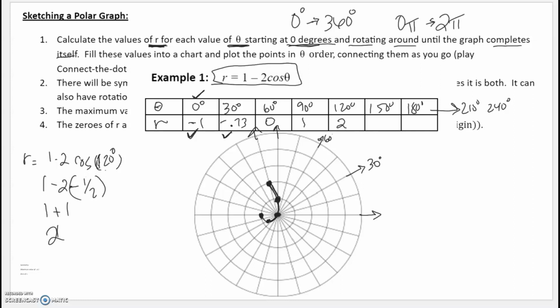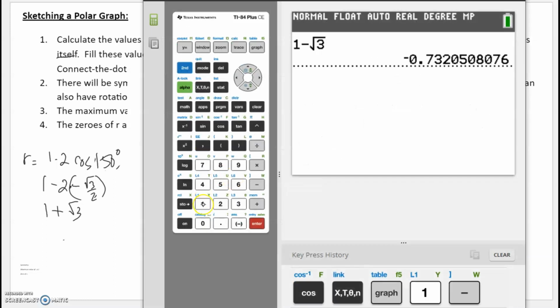Moving on in my process, and do it again. It's helpful if you remember your unit circle: 150. The cosine of 150 is the same as it was for 30, except it's the opposite. So I'm going to be doing 1 plus root 3. That's my friendly calculator. What is 1 plus root 3?